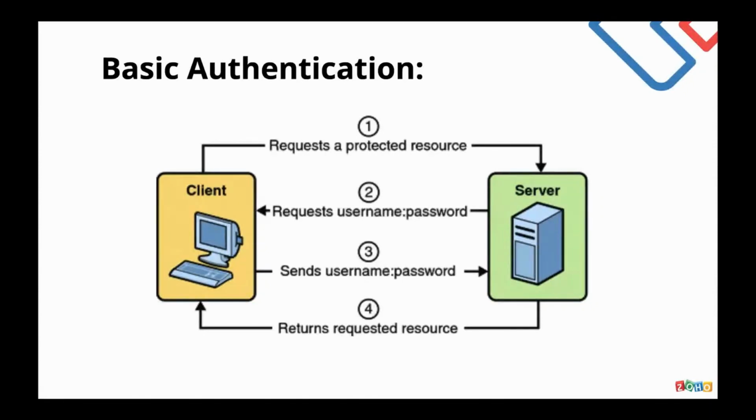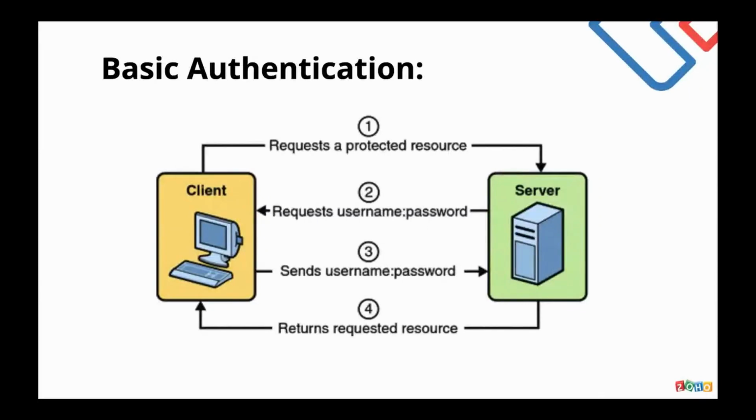Here we have a basic authentication process between a client and a server. You can consider the client to be Zoho Creator and the server to be any other service, or vice versa. So consider two databases or services. The first step is that the client sends a request for a protected resource or data to the server. So they are going to request some data from the server.